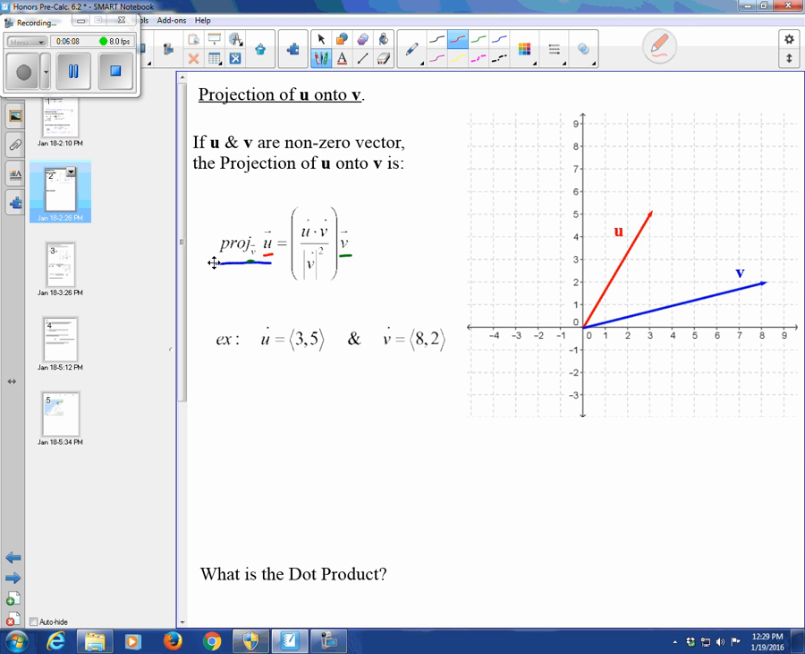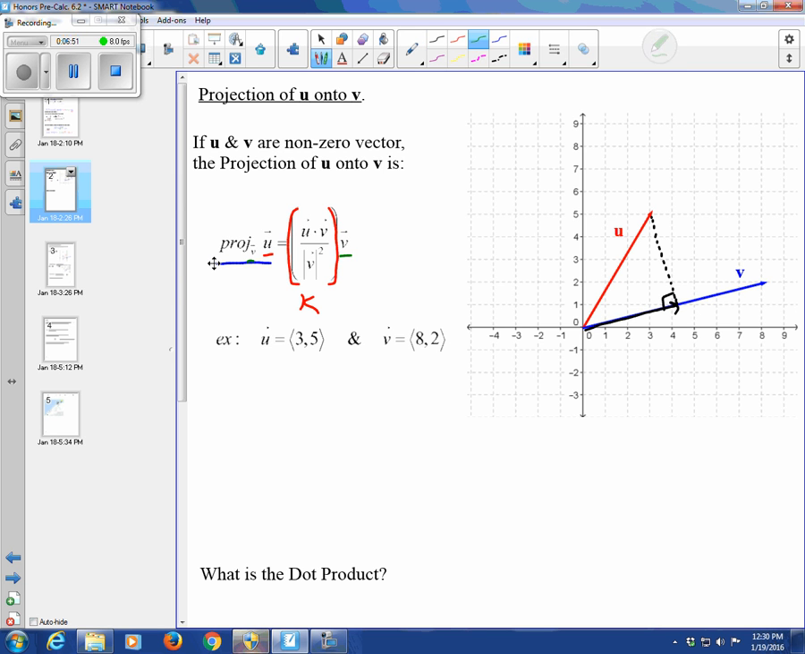So really what we have here is a scalar that we're getting from the dot product over the magnitude of v squared, times the vector v. So basically what we're going to be doing graphically is altering the length of v. And what we can say is that the projection of the vector u onto the vector v is the component of u that is going in the v direction. So we drop a perpendicular from u onto v, and we can see that we've got this much of u going in the v direction.